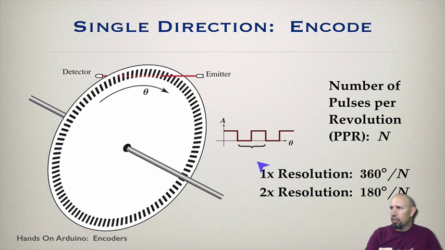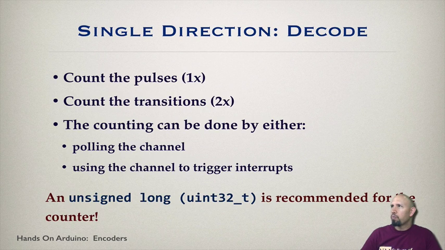To get 2x resolution, you would actually check both the rising edge and the falling edge. Okay, and so for each pulse, you actually get 2 transitions. So that's why you get 2x resolution. And so the distance that you travel is half the distance that you travel when you use a full pulse. Okay, does that make sense? So that's the 1x and the 2x decoding. That's an important thing to keep in mind.